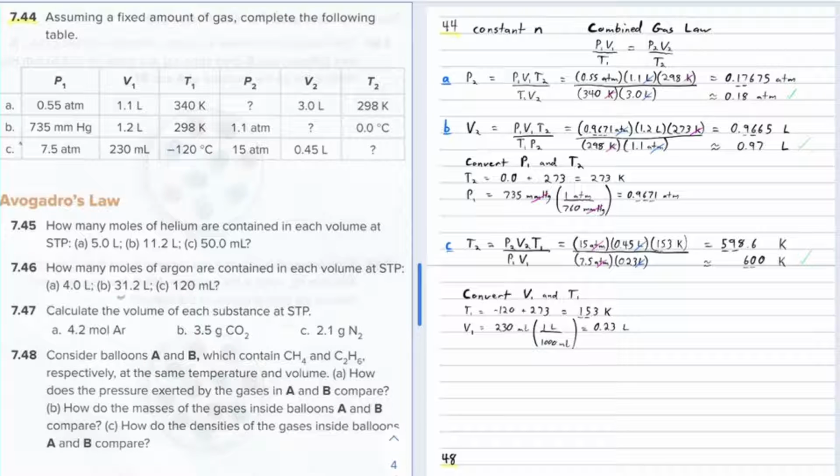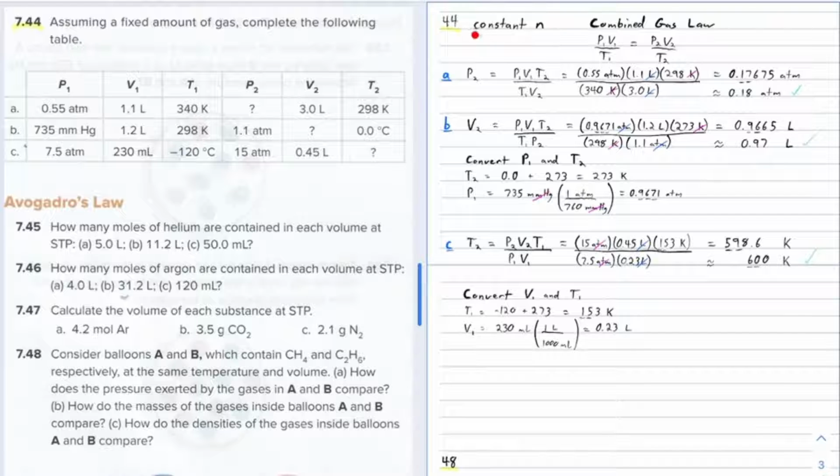Number 44. Assuming a fixed amount of gas, complete the following table. So we're given P1, V1, and T1, and we're looking for P2 or V2 or T2. So this is a combined gas law problem.